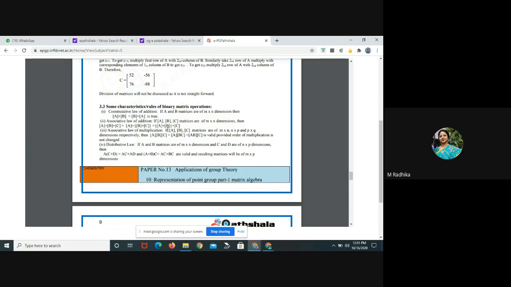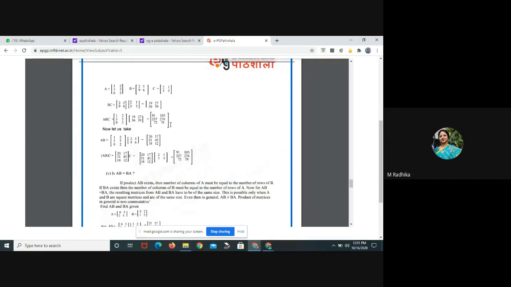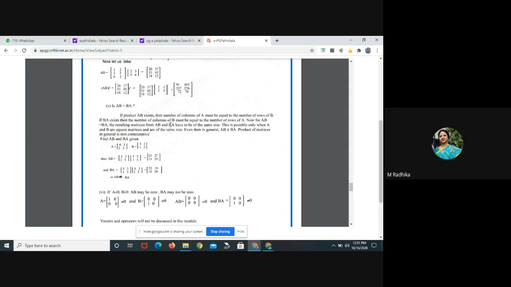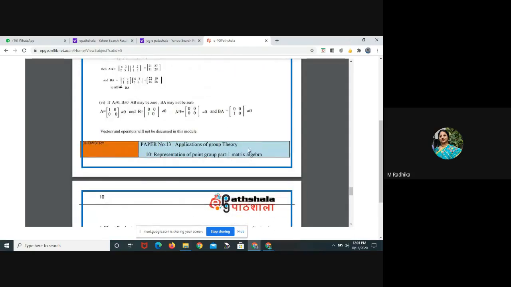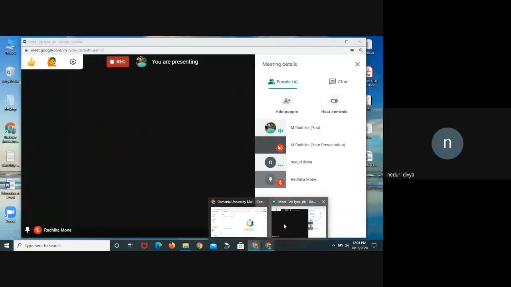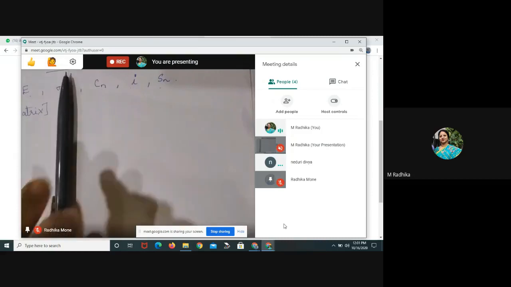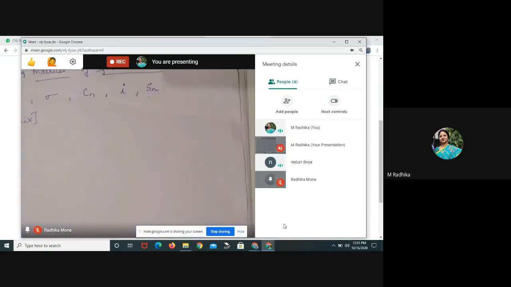So these are the basic rules the matrices also follow, and these are all the examples to prove that they have done. Now we will move on. We understand now that we should learn the matrix.